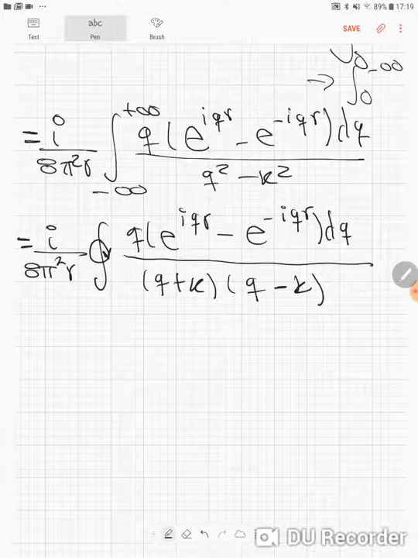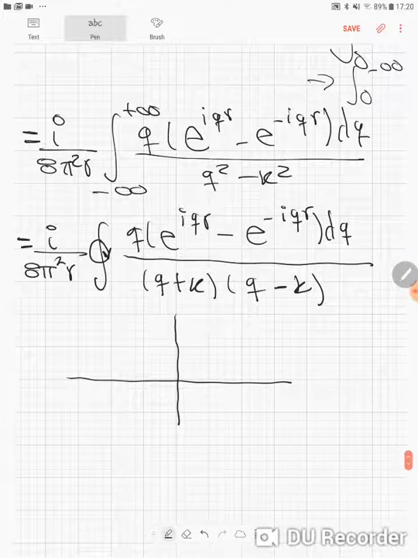We have two poles and we will have two semicircles, so we have to choose which pole goes on what semicircle to actually integrate this. So then we have two semicircles, and we're going to plot the poles here. So this one is q equal to k, and this one is q equal to minus k.